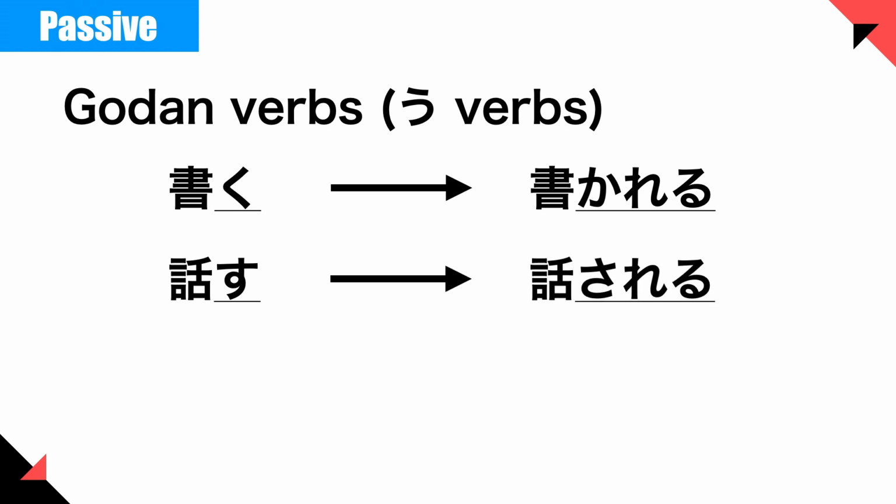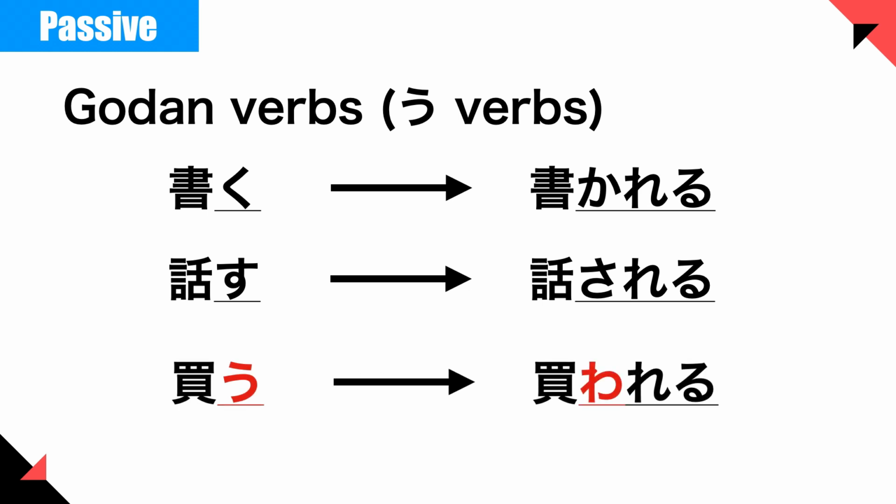Next example, 話す becomes 話される。話す, su, becomes 話さ, sa, 話される。買う becomes 買われる。So this one is different, or an exception, because it actually ends with う. So if a 五段 verb ends with う, then it becomes 買われる, right? Instead of う, it becomes わ.